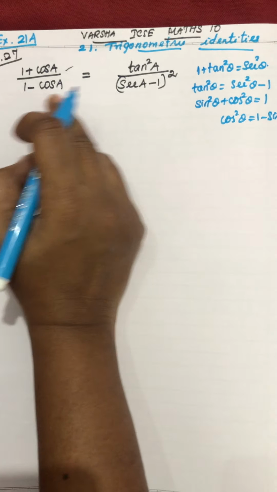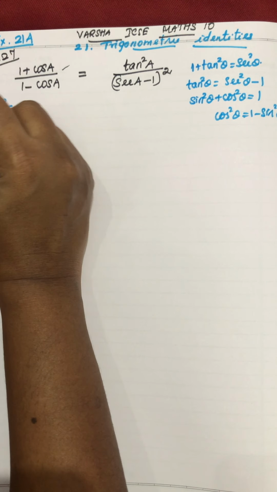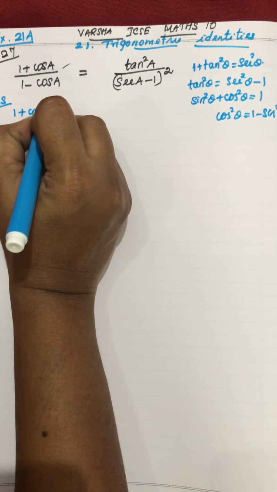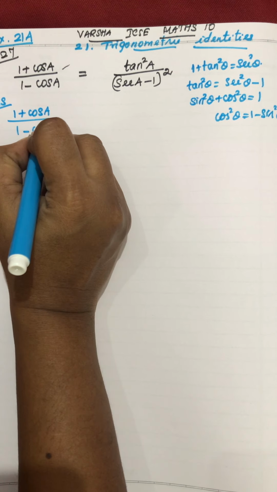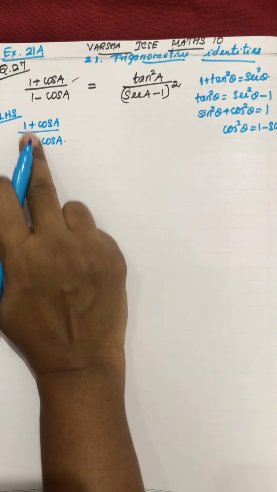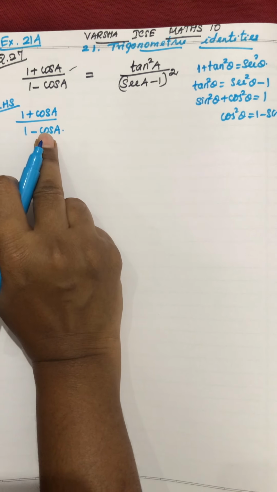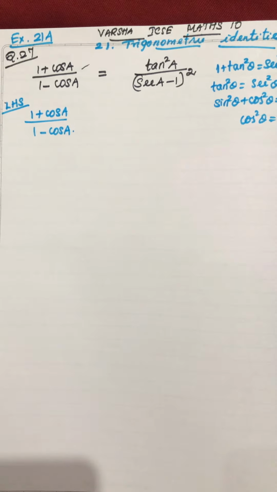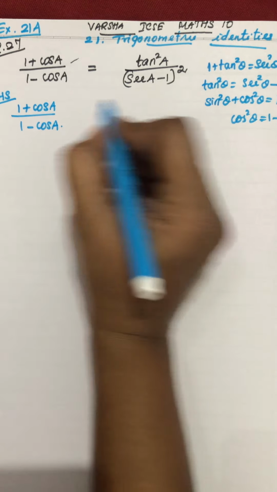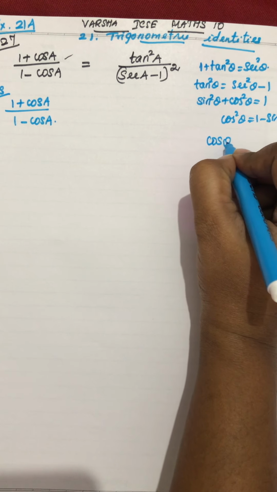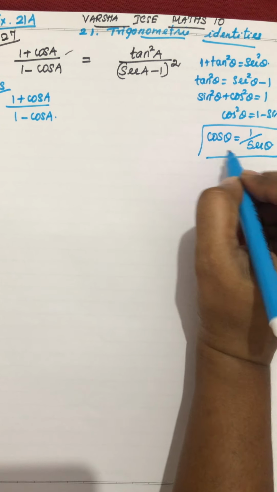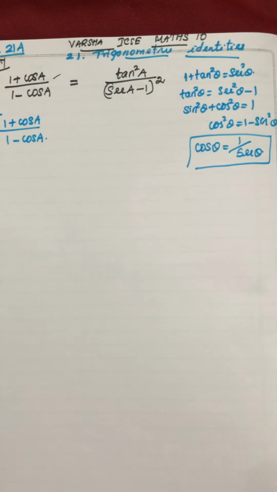Okay, take your LHS first. In this LHS we have cos by 1 minus cos. We have to get secant theta, so cos should be changed into secant. Straightaway, we should not take the conjugate. In this different sum, we can use cos by secant theta. So cos theta can be written as 1 by secant theta. Both are reciprocals, so we can use these reciprocals.